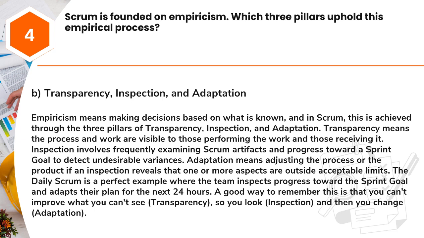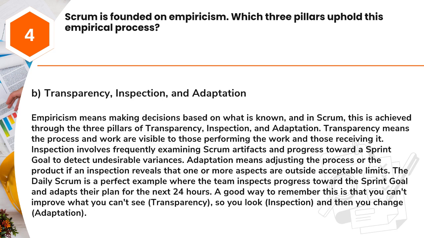Empiricism means making decisions based on what is known, and in Scrum, this is achieved through the 3 pillars of transparency, inspection, and adaptation. Transparency means the process and work are visible to those performing the work and those receiving it. Inspection involves frequently examining Scrum artifacts and progress toward a sprint goal to detect undesirable variances.